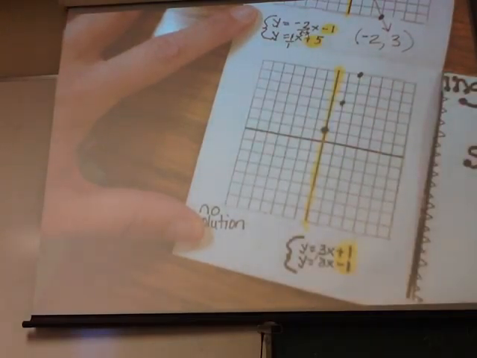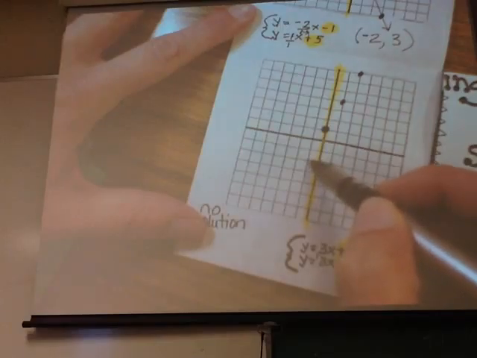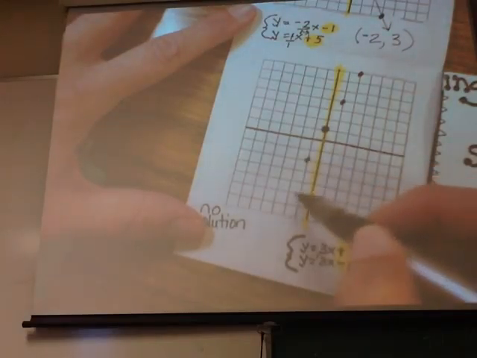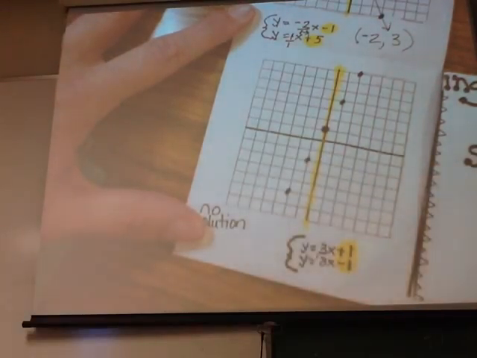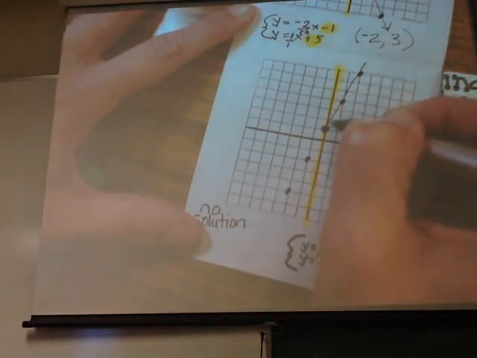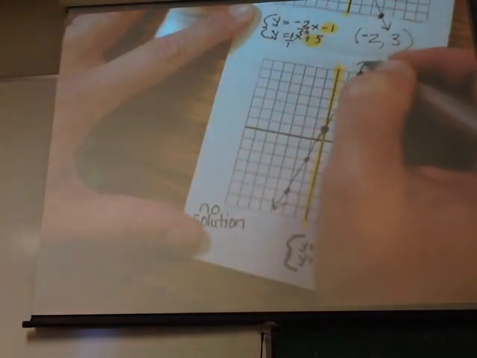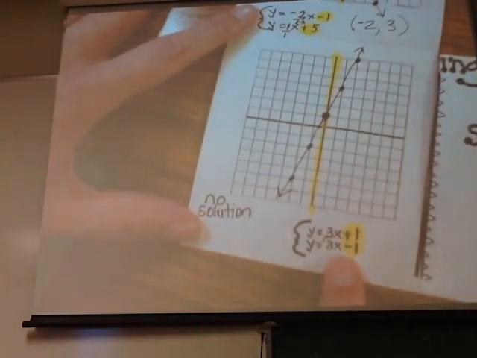To go backwards, I have to fall 3, left 1. Fall 3, left 1. And then connect your points to make your line. And then I'm going to graph the other problem.